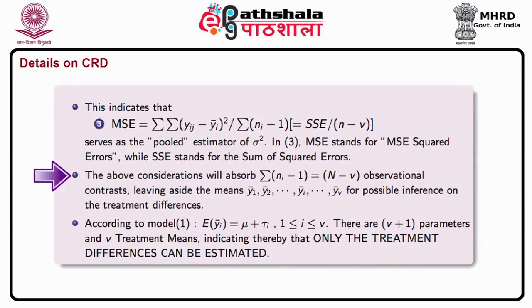leaving aside the means y1 bar, y2 bar, yi bar up to yv bar for possible inference on the treatment differences. So according to the first model, model 1, expectation of yi bar is equal to mu plus tau i, where i is equal to 1 to v, small v. These v plus 1 parameters and v treatment means indicate thereby the only treatment differences that can be estimated.